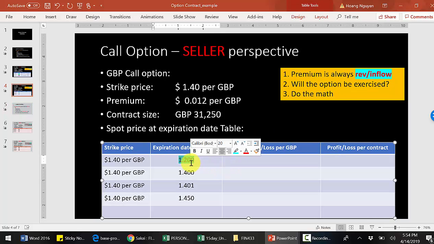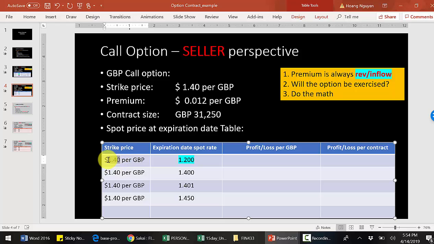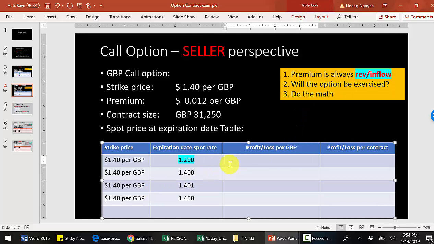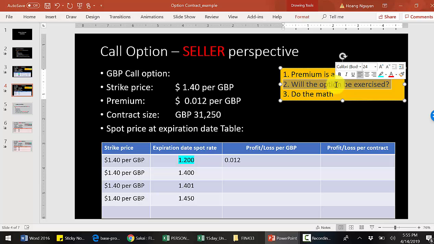So in the first scenario, at the expiration date, the spot rate for the pound is 1.20. Remember that the contract had the exercise price of 1.4. However, first of all, let's put the premium in place. Okay. Now, the premium is a positive cash inflow, so for the seller, it is always 1.2. Now, let's move on to the second part.